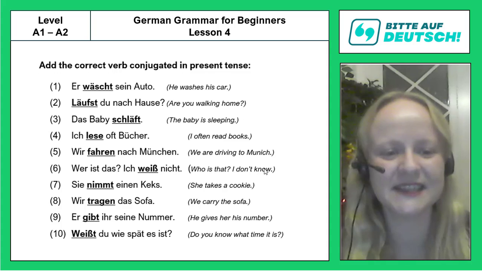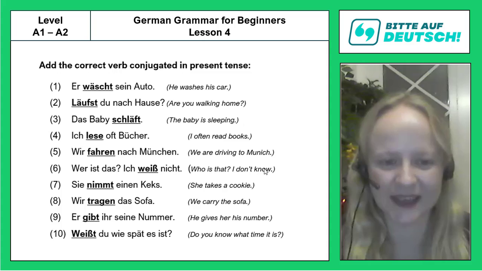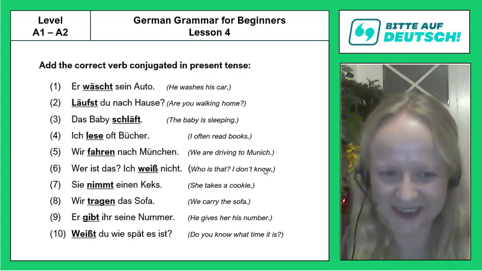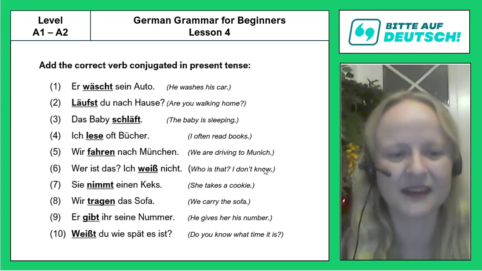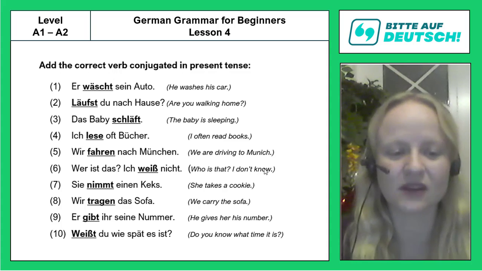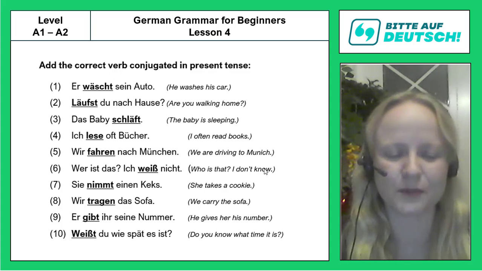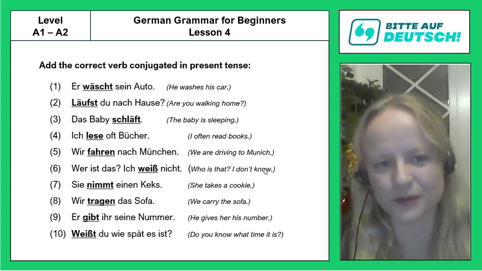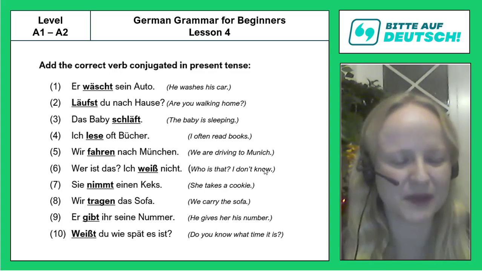Number 7. Sie nimmt einen Keks. She takes a cookie. What is the infinitive of this verb here? Right, nehmen. And nehmen also contains a full stem change, not only in the vowel, but also in the consonants. And because sie is third person singular, we change from nehm to nimm, and then we add the t as the conjugation ending for third person singular. Sie nimmt einen Keks.